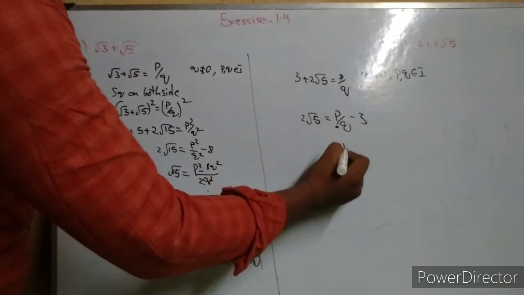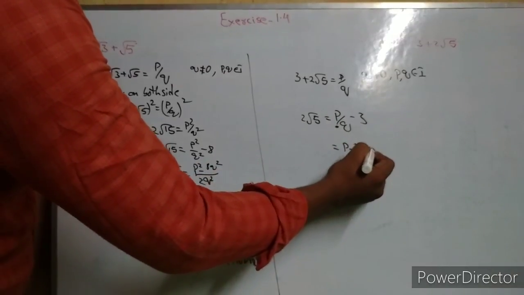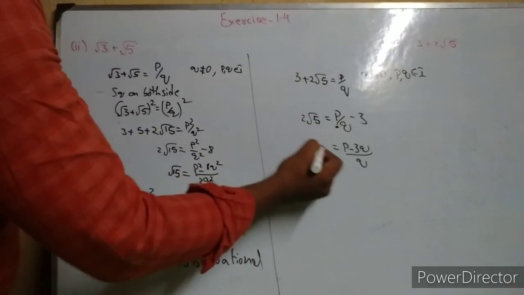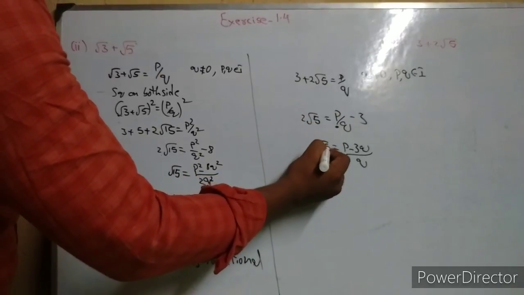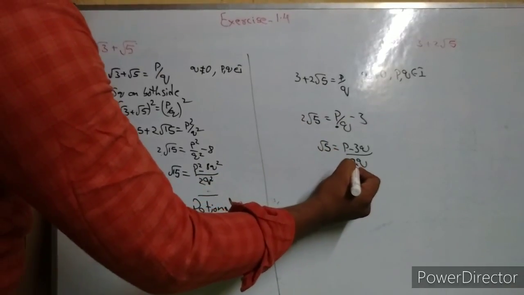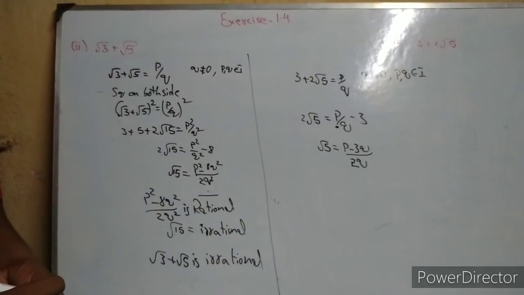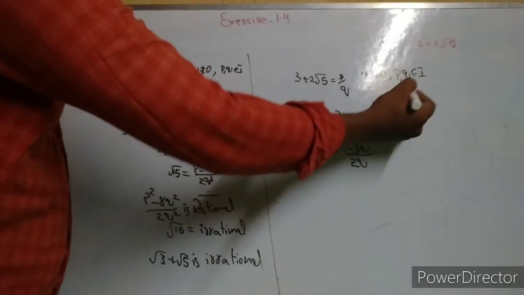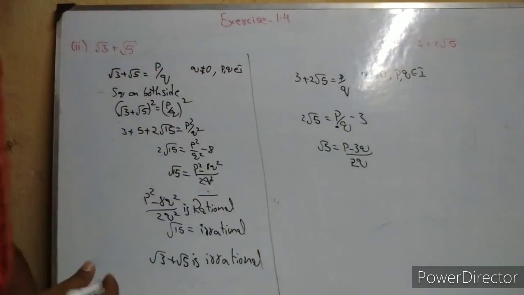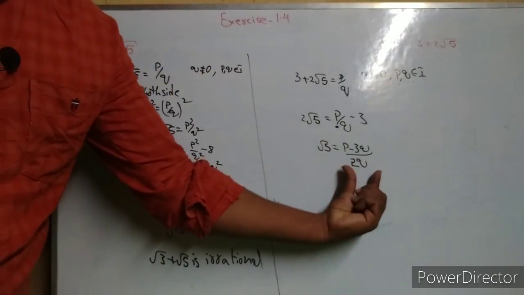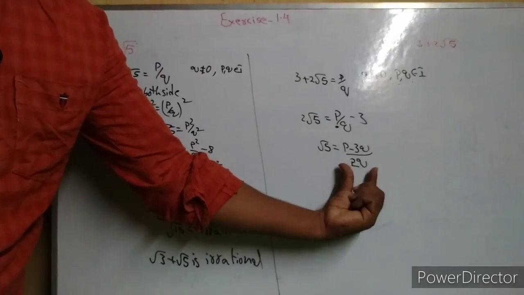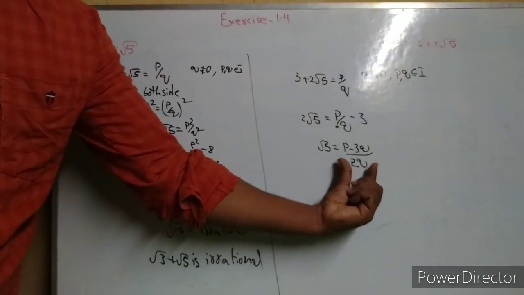So cross multiplication: (p minus 3q) by q. Transpose this 2 to the other end, which will divide the term. So now compare. We know that p comma q are integers. So this expression is containing integers, so it is another rational number.